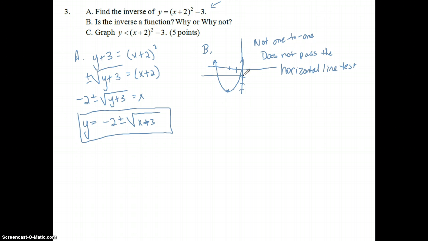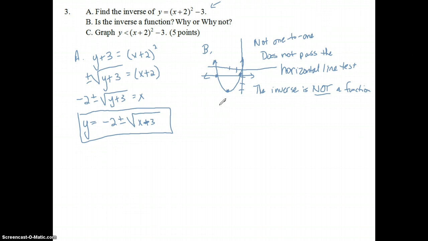So since this original function crosses twice right there, since it does not pass the horizontal line test, the inverse is not a function. Okay. All right. So let's do C.